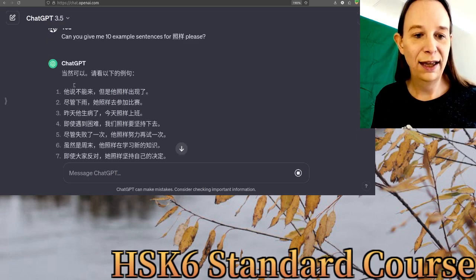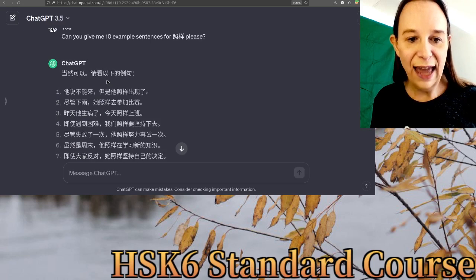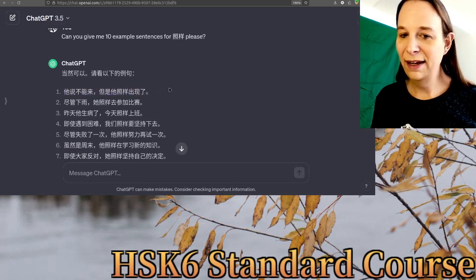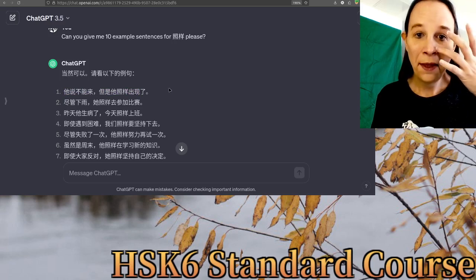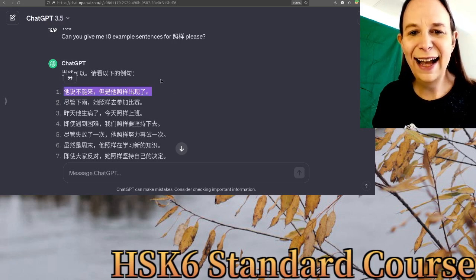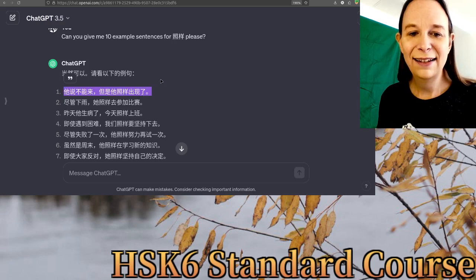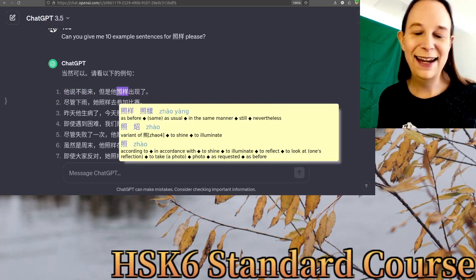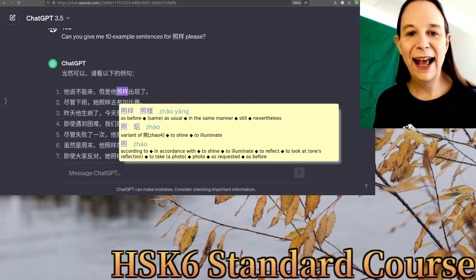他说不能来，但是他照样出现了。Yeah, he said he can't come, but he came nonetheless. Like, do you see there's a kind of contradiction or something? It's not just 跟往常一样. There's a kind of, yeah, nevertheless. Kind of like, oh, that was unexpected, or something like that.